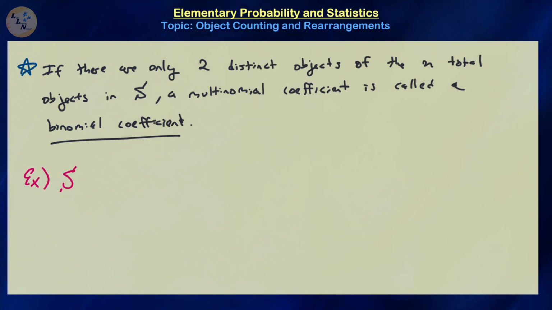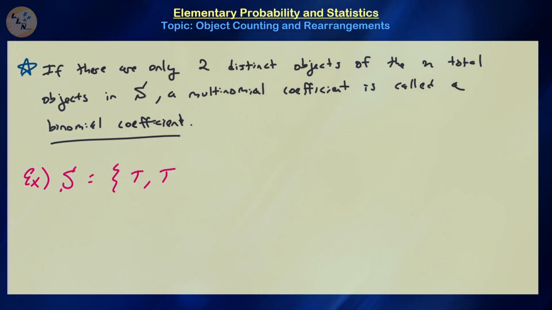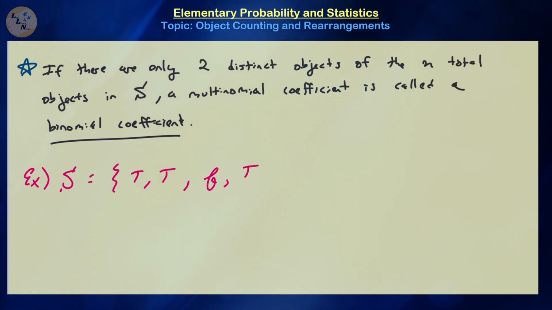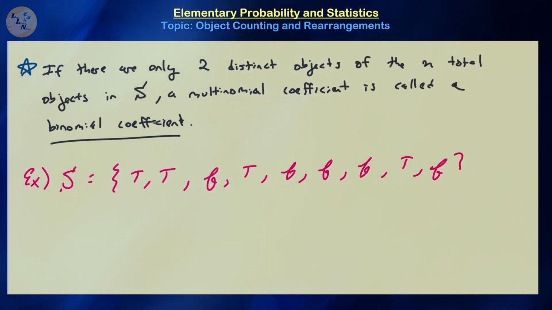So let's actually look at a particular example that we're actually going to be experiencing quite a lot. So let's consider the set S that's going to contain a few letters, in particular the letters T and F. This is going to represent true and false, or successes or failures later. So let's assume we have T, T, F, T, F, F, F, T, and F.